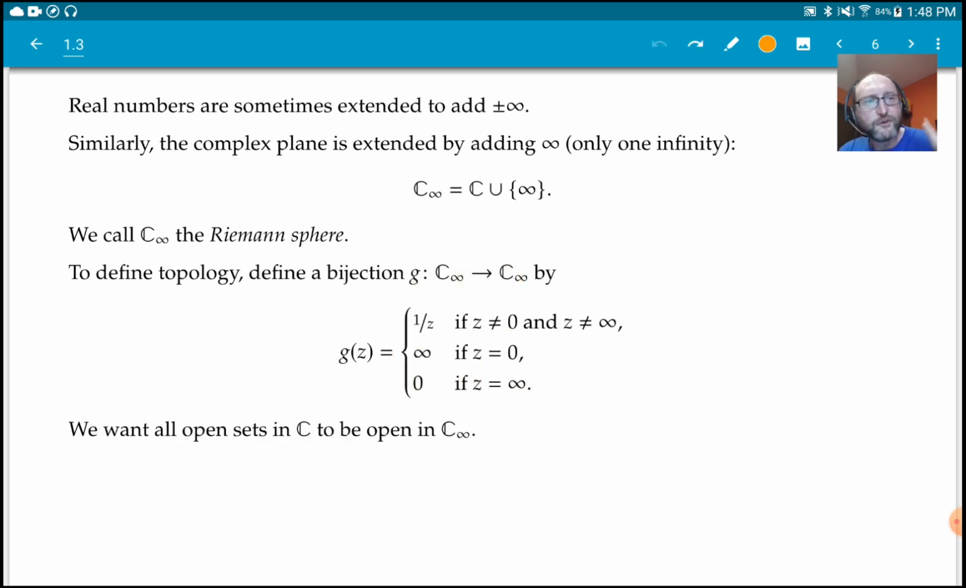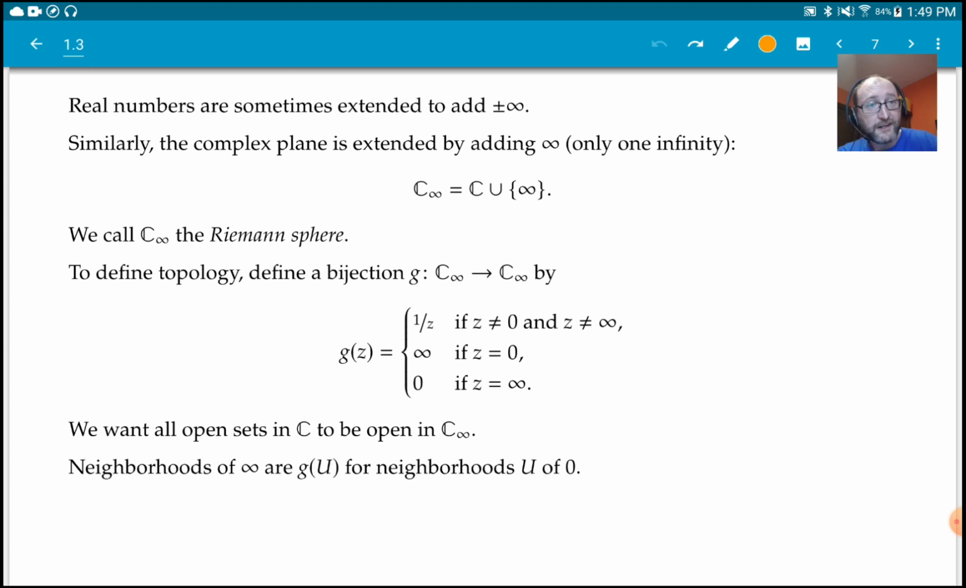Now, we want all the open sets in C to be open in the Riemann sphere. So we don't want the topology to be different when we're talking about a complex number, right? We only want to really figure out what happens at infinity. So the open neighborhoods around every complex number should be exactly the same as they were when you were just talking about C and not C infinity, right?